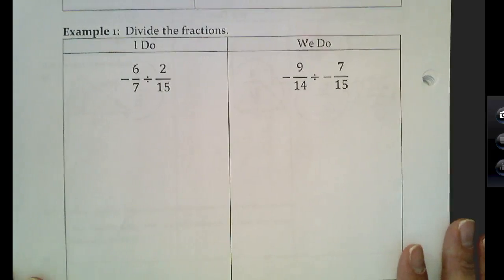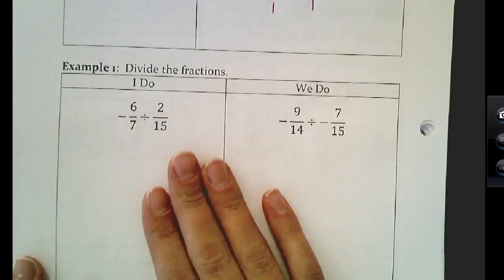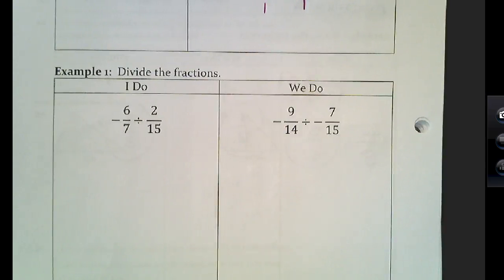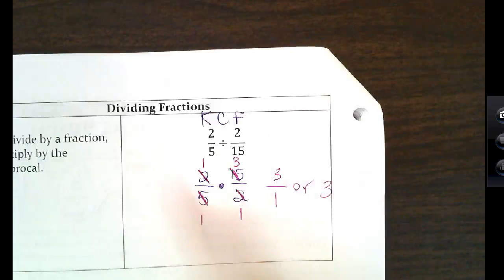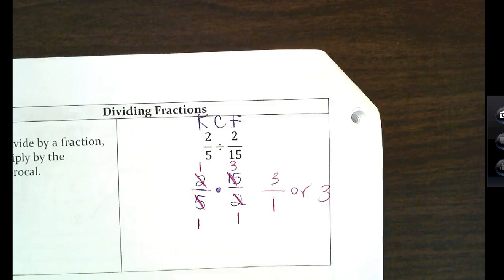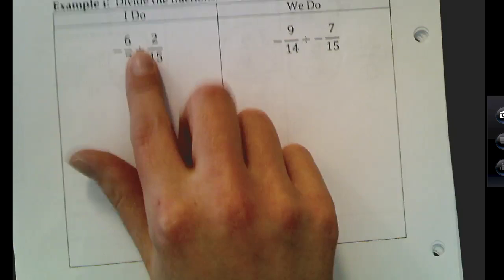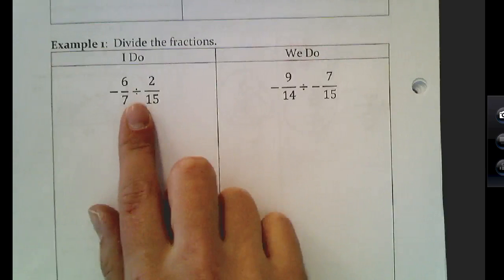So we're continuing on our 5-5 notes, and we're down to example 1 right here. First thing that we have to do is now we're going to be dealing with some negatives. So last year when you guys divided fractions, you only did what we did up here. You divided 2 fractions, and that was it. But this year we're going to be dealing with some negatives when we're dividing fractions.